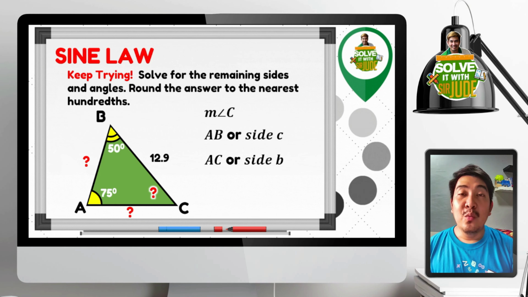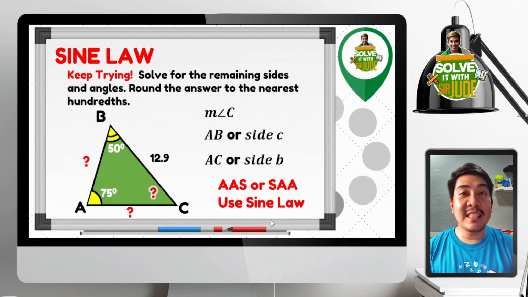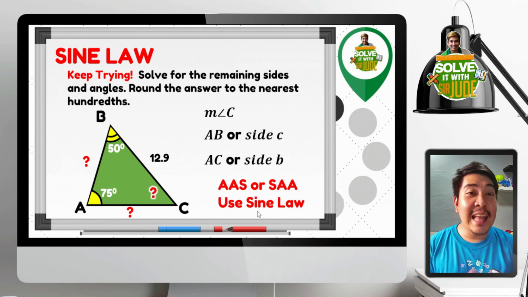If you can see, with the given angles and sides, we have angle, angle, side, so it follows the AAS or SAA pattern. Therefore, we can use the sine law in order to get the missing sides and angle.